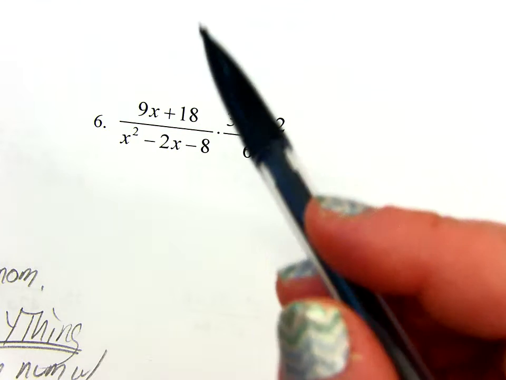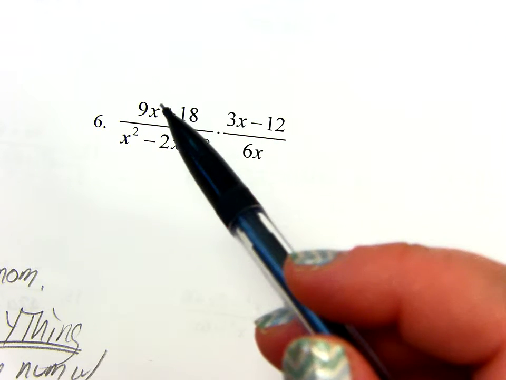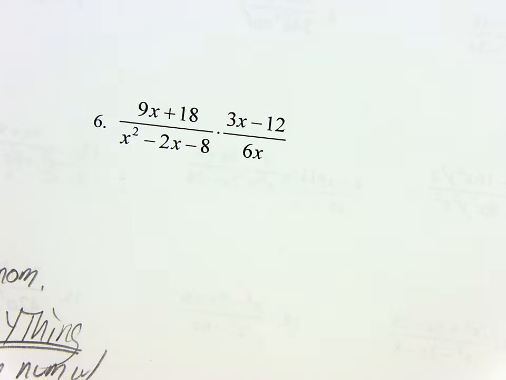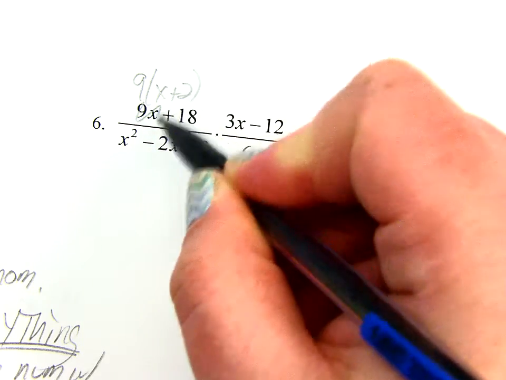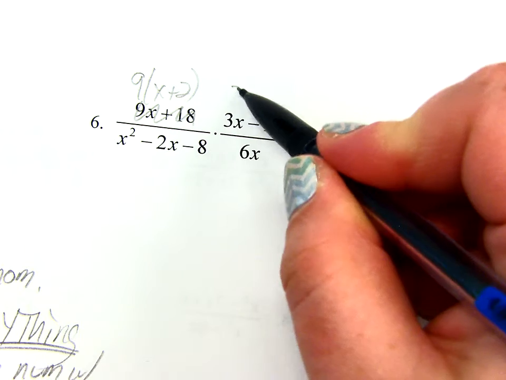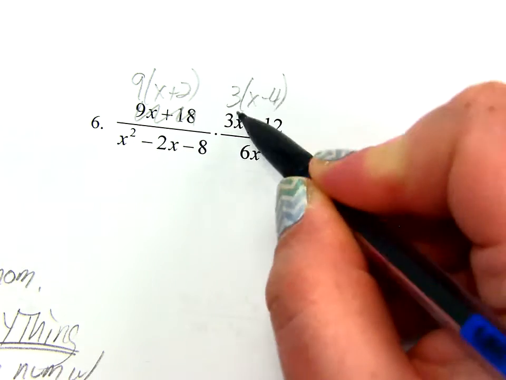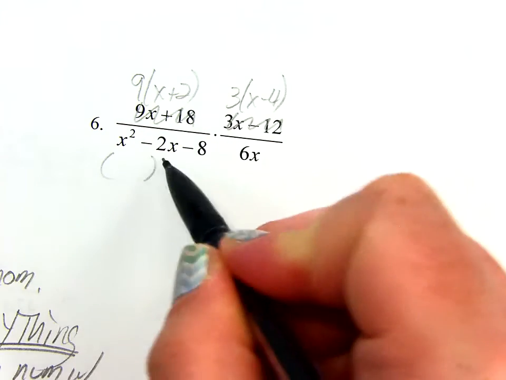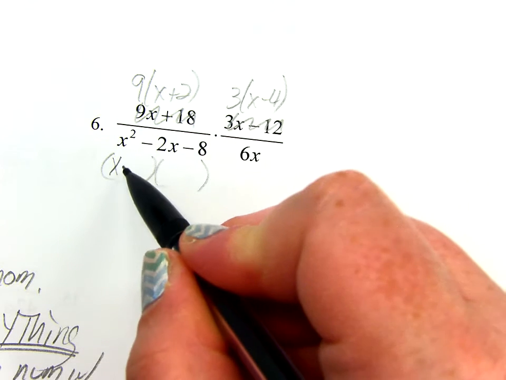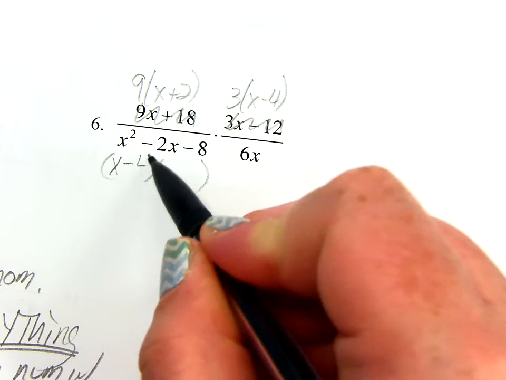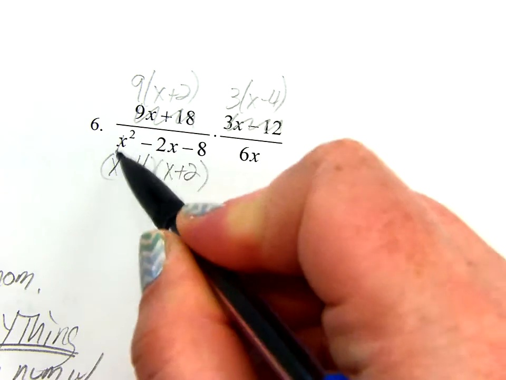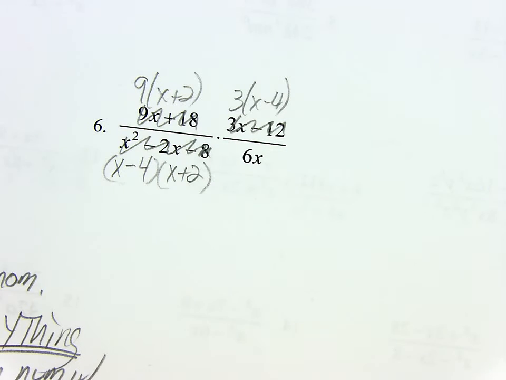Okay, what can I do? Did I go too fast? Sorry. What can I do in this first thing? Factor out, yeah, take out a 9. Over here, take out a 3. Down here, that's got to split into what? Minus 4 and plus 2. And then nothing to do with the 6x.